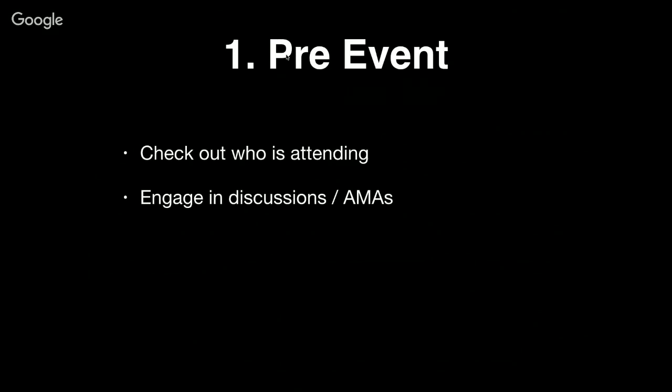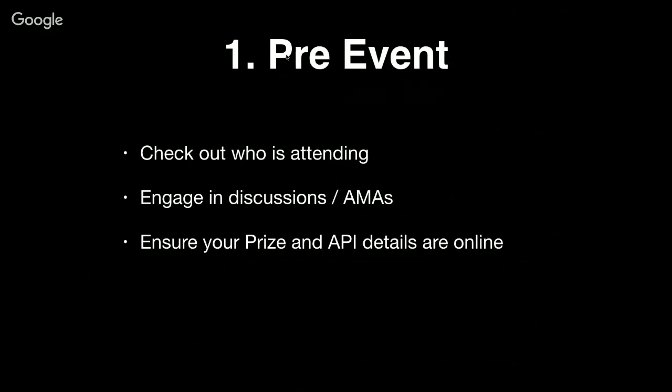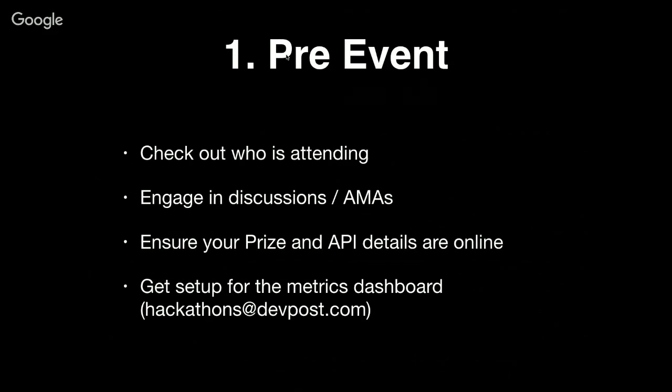Let's review some of these things again. One of the first things is to use the Participants tab to check out who's attending the hackathon. It's great to see who's going to be there and what their skills are. I want you also to engage in discussions, answer questions on there, and kickstart those AMAs in the discussion board. We'll drive traffic towards them, just make sure you've got them posted up there. Ensure your prize and API details are submitted in time to TechCrunch so we're able to get them on the site. And then, of course, let me know at hackathons@devpost.com if you'd like to be set up for the free metrics dashboard. So that's all the Devpost stuff that we need to do in advance of the event.